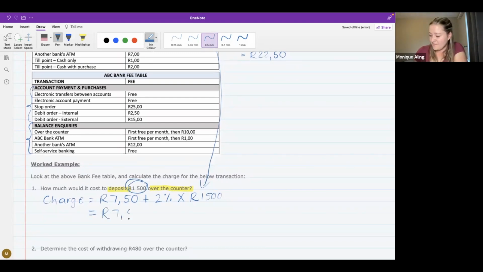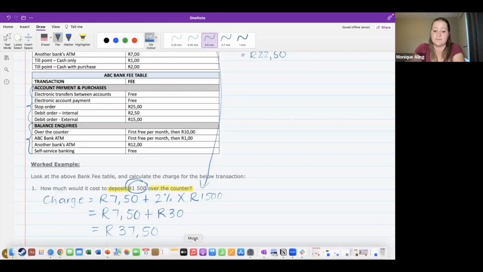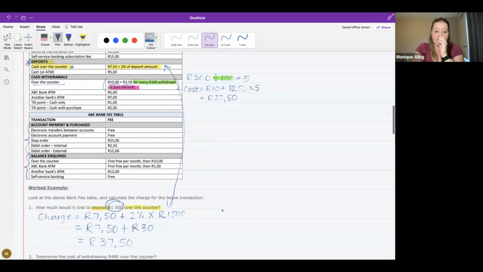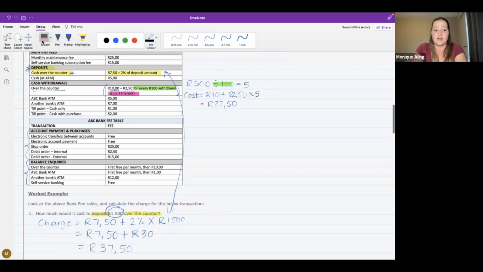It is 7 Rand 50 plus 2% of 1,500, which gives you 30 Rand. So in total, the bank is going to charge 37 Rand 50 cents to put that money into your account at the bank. So that's the nice thing about banking, is everything is in the table for you. You just need to read it and understand what they are saying when it comes to the charges.